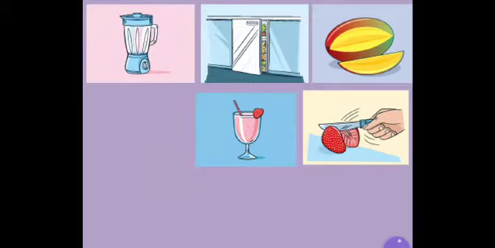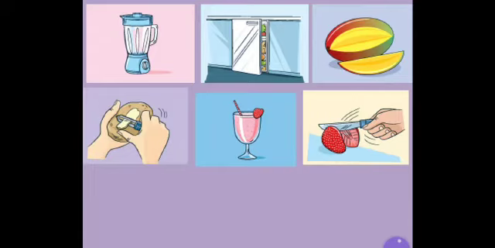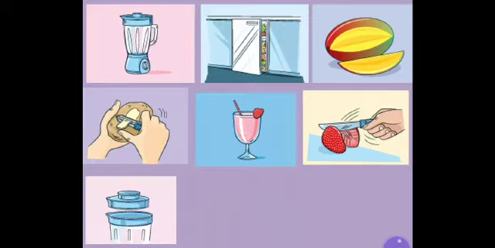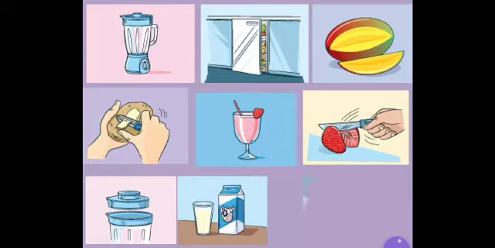Okay, what is it? Of course, it is a blender. It is a fridge. It is a mango. It is to peel. It is a smoothie. The next, to chop. Then it is a lid. It is a milk. Pour. And of course strawberry. Okay, let's repeat after me.